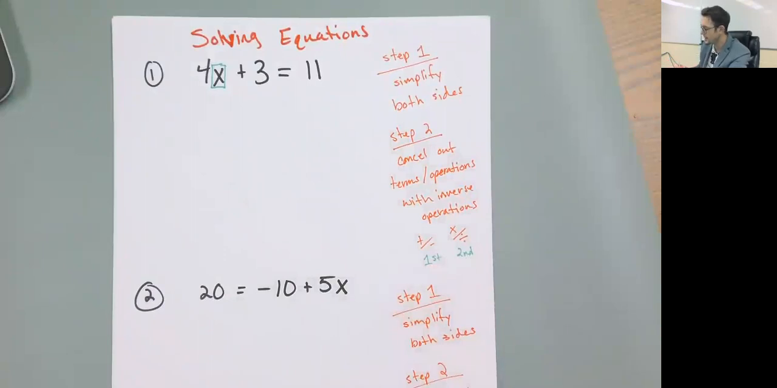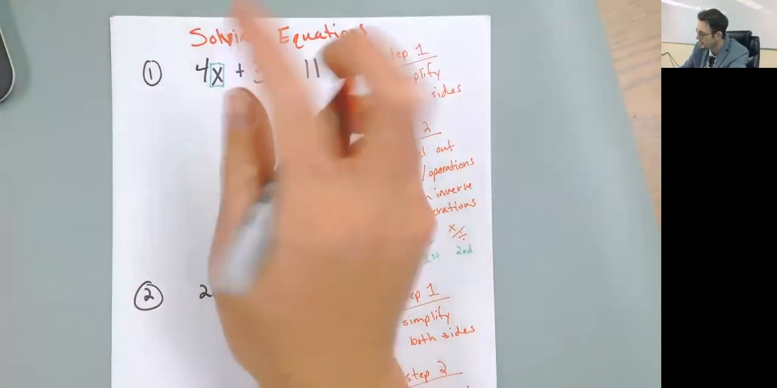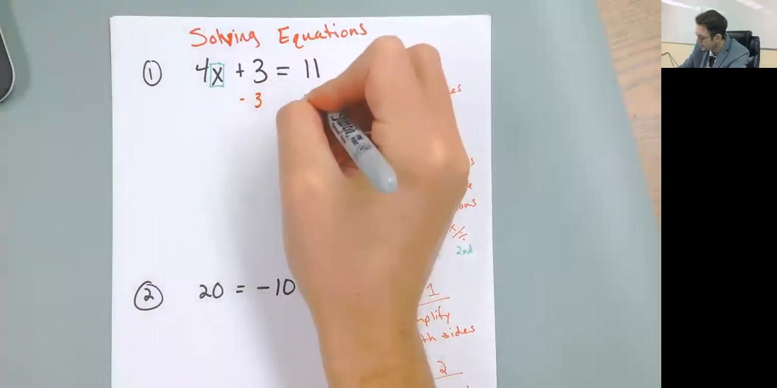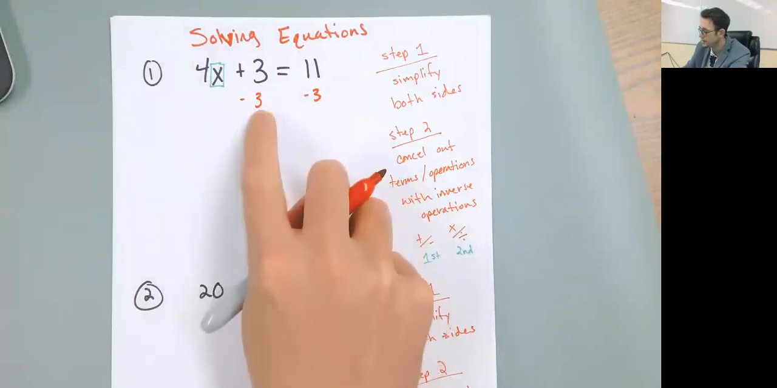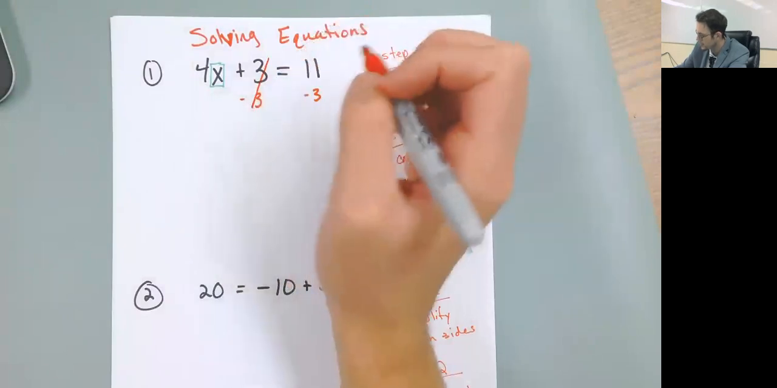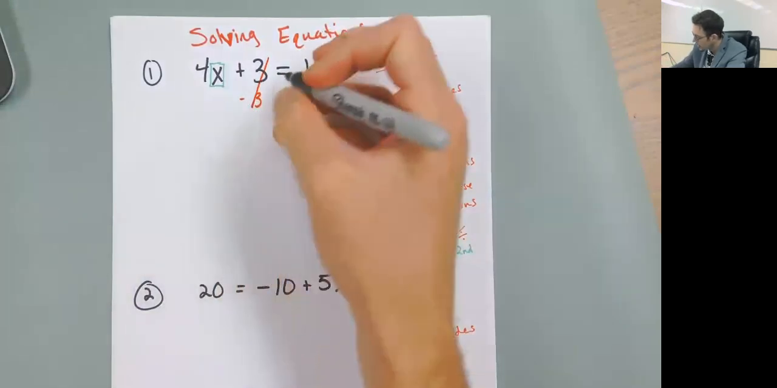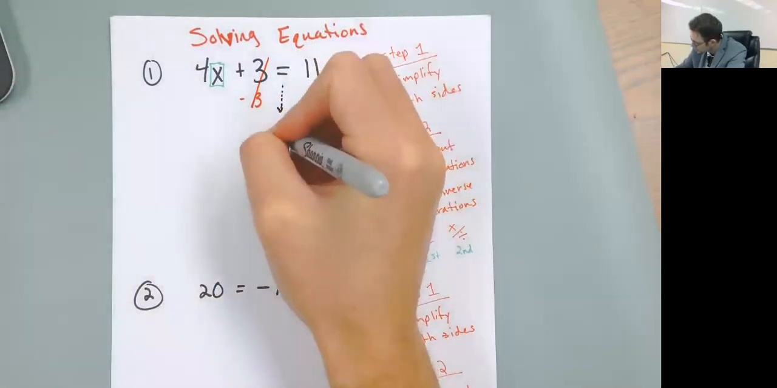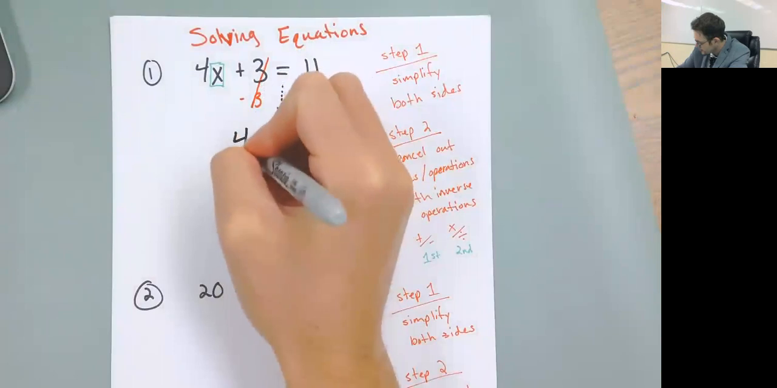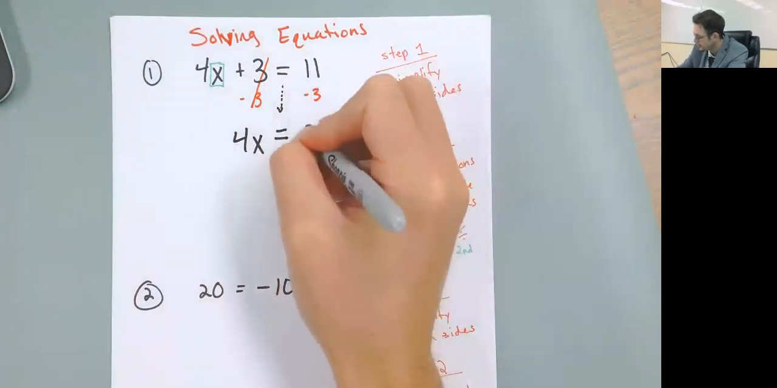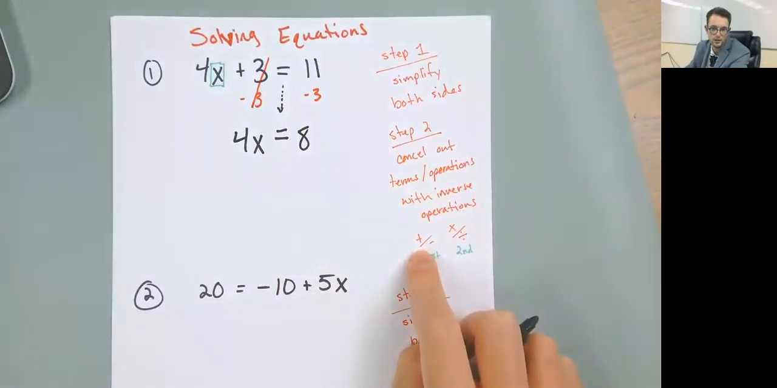So the first thing I am going to cancel out is this positive 3. The opposite of adding 3 is subtracting 3. What you do to one side, you do to the other side. So that cancels out. I always like to drop my equal sign directly vertical. So I'm going to get 4x equals 11 minus 3, 8. I have no more addition or subtraction to cancel out.